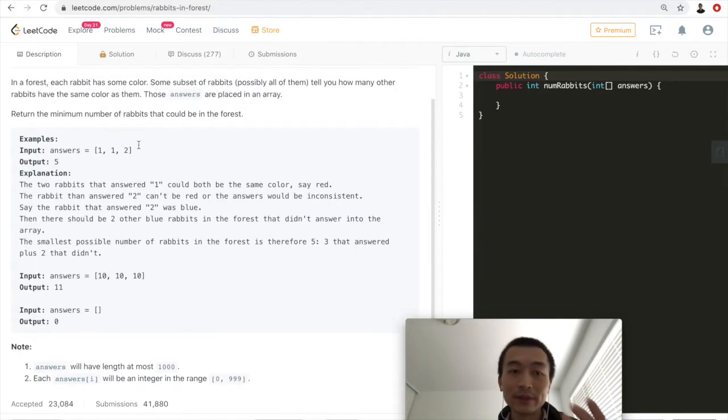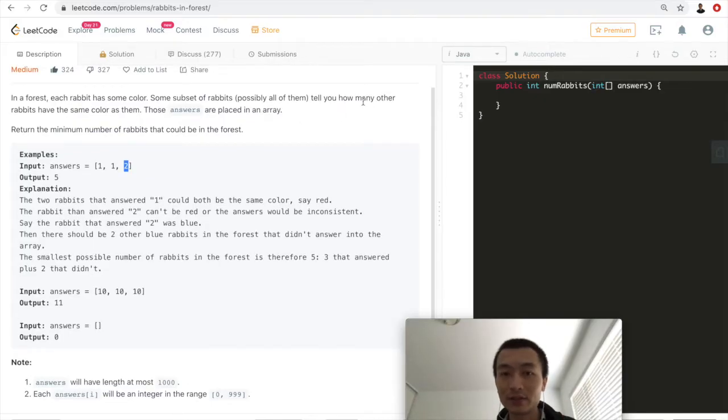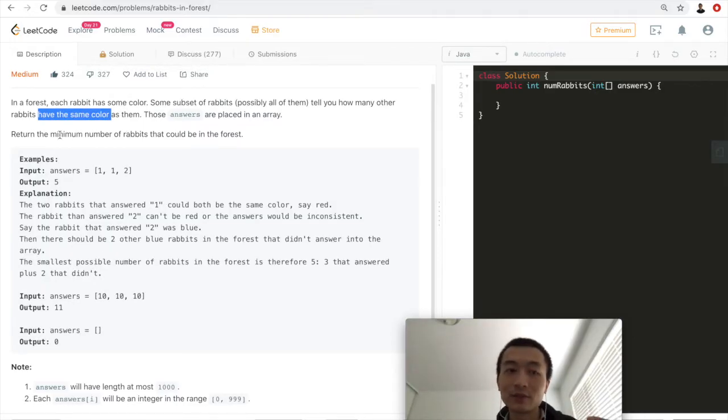But back to this example, what this means is that if there's a third rabbit of color type 2, this also means that there are 2 more other rabbits of the same color type 2. It's kind of confusing. Let's just go back to the definition. It says some subsets of the rabbits tell you how many other, the keyword here again is other, rabbits have the same color as them. And the question is asking us to return the minimum number of rabbits that could be in the forest.